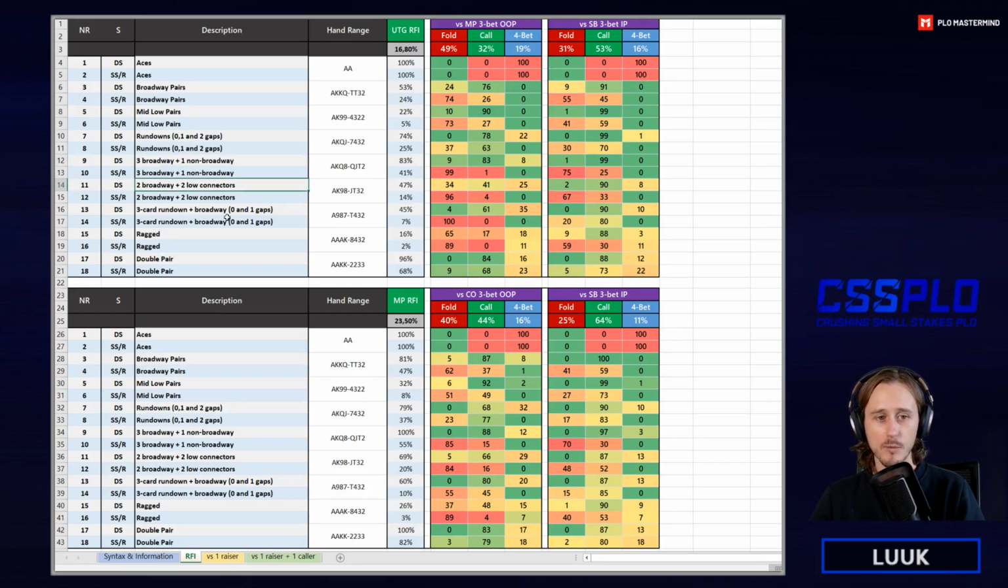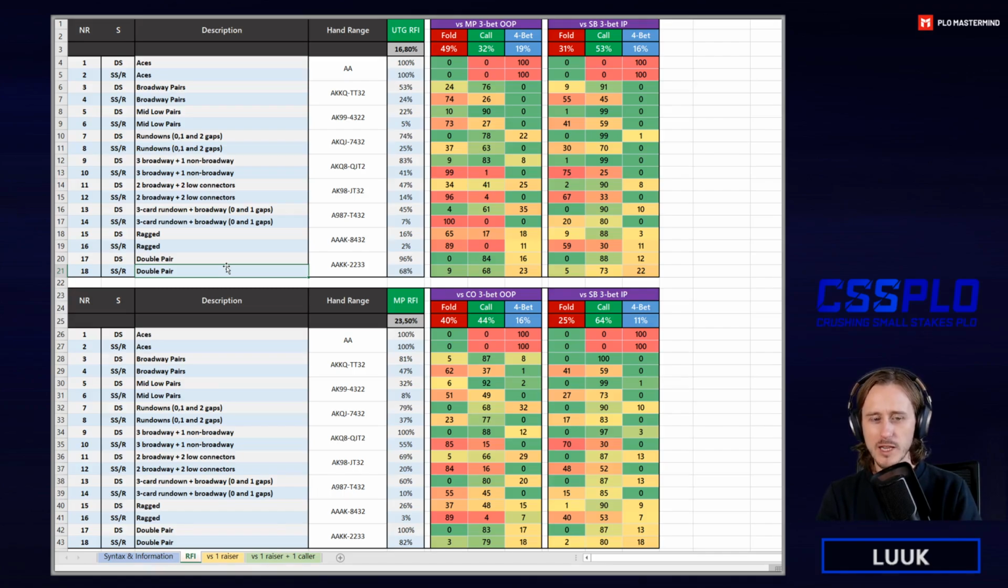We have a category about 2 Broadway cards and 2 low connectors. We have a category focused on 3 card rundown and a Broadway card. We have the rack hands, which are all the worst and disconnected hands, and we have double paired hands. In total we have 18 categories here. It is possible to split up all the hands, of course, in fewer ranges or in more ranges. Let's call them categories, that makes it easier. You can split them up into more categories or fewer categories, but for this instance I chose 18 categories.